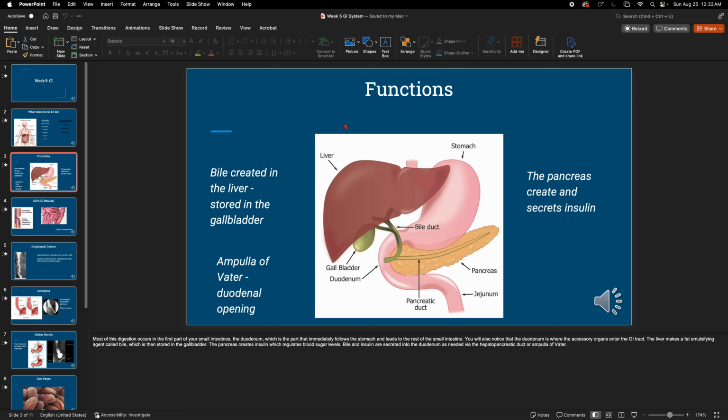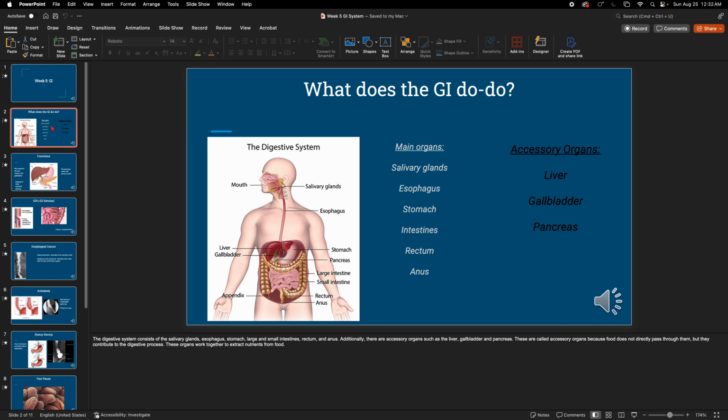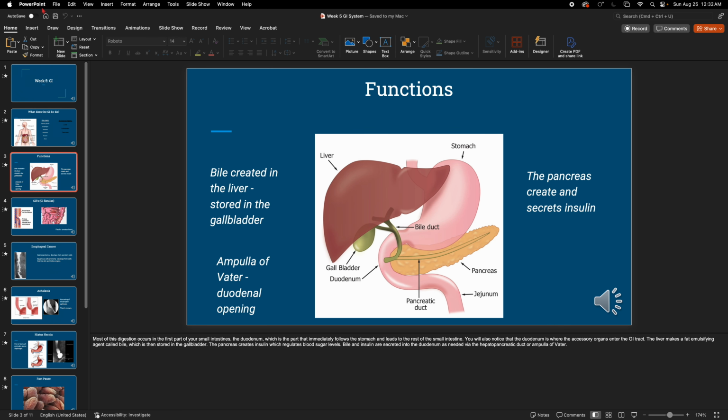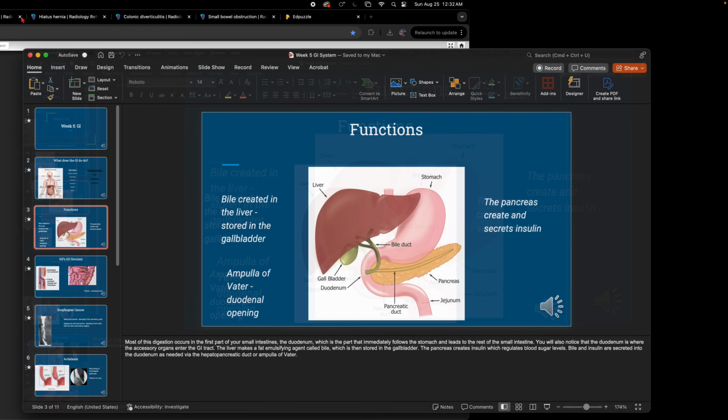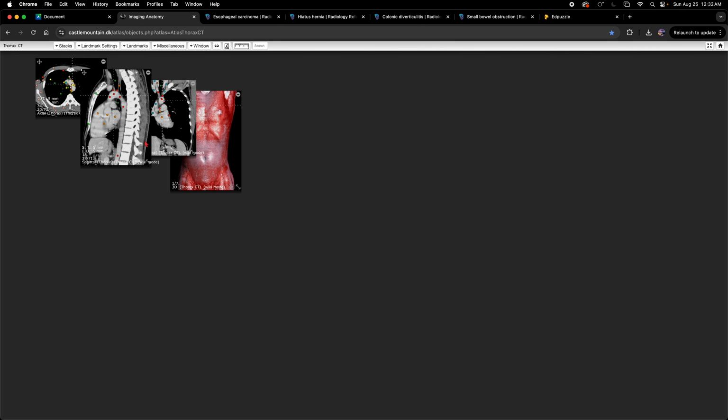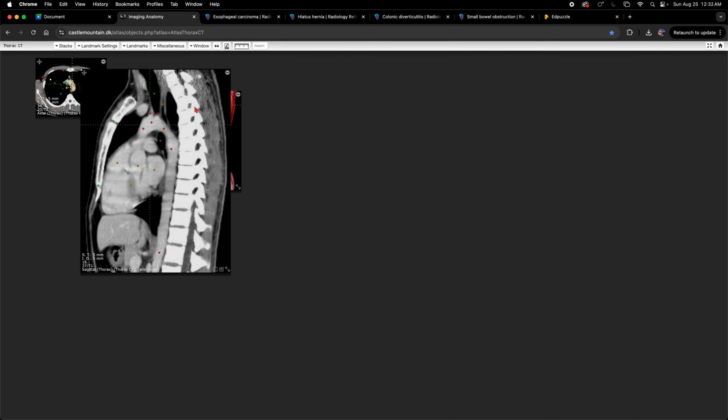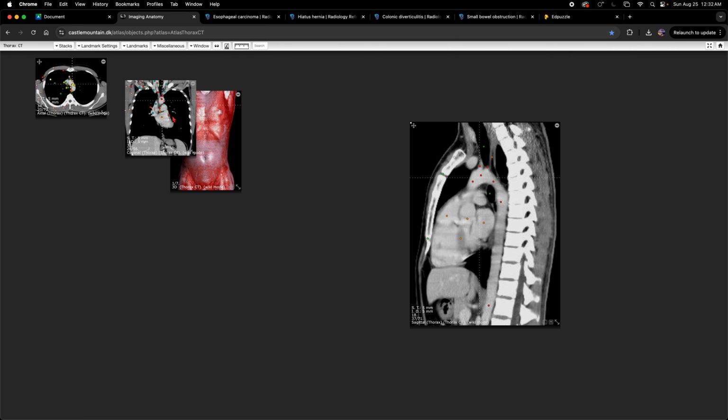All right, so let's look at some CT images to identify the organs we just spoke about. We're trying to identify the liver, the gallbladder, the stomach, and the pancreas. We'll try to look at the esophagus too as we get to it at some point. All right, so let's look at some of that. And this is a cool website, by the way. I think it's on one of your PowerPoints. Very cool website.